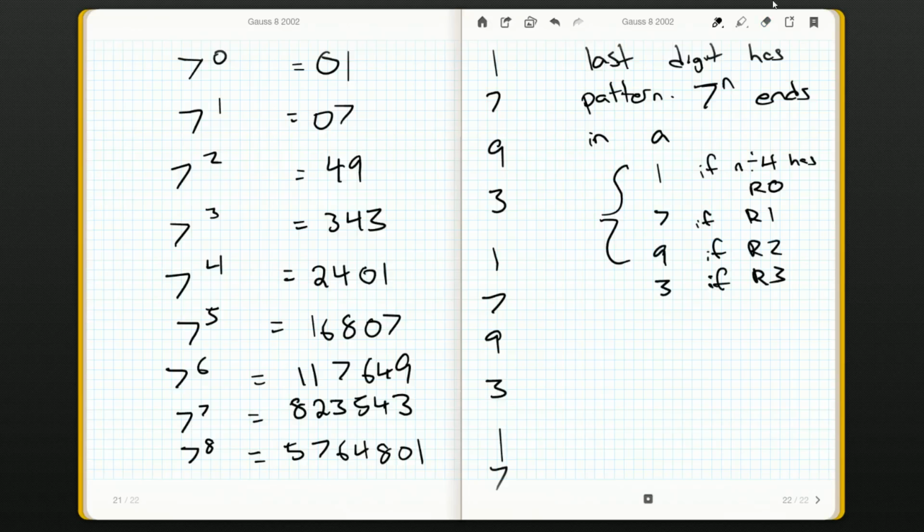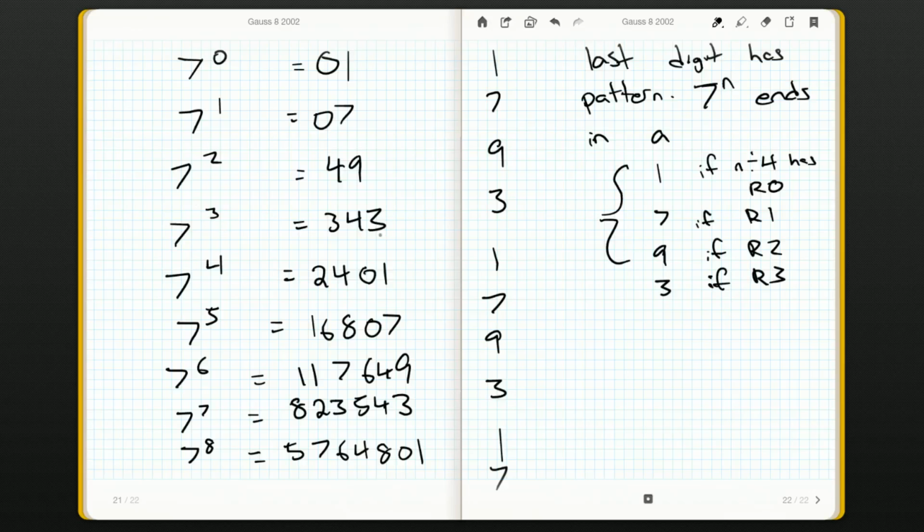And we can double check that. Let's pick one. Oh, we've got a 9 here. 7 to the power of 6. 6 divided by 4 is 1 with a remainder of 2. And if we look that up, 6 divided by 4, remainder of 2, we should end with a 9. We do. 7 to the 3, well, we got a remainder of 3 when we divide by 4. Well, if we have a remainder of 3, we end in a 3, and wouldn't you know it, there we do.